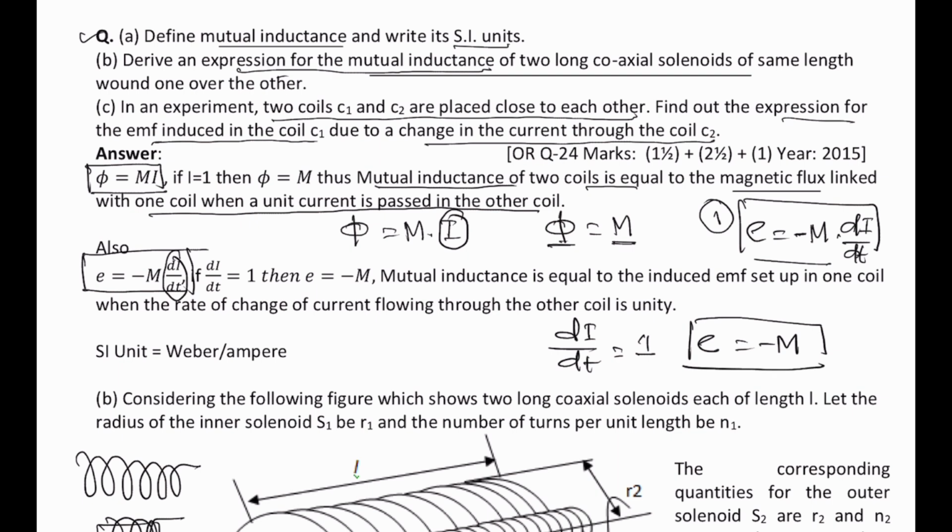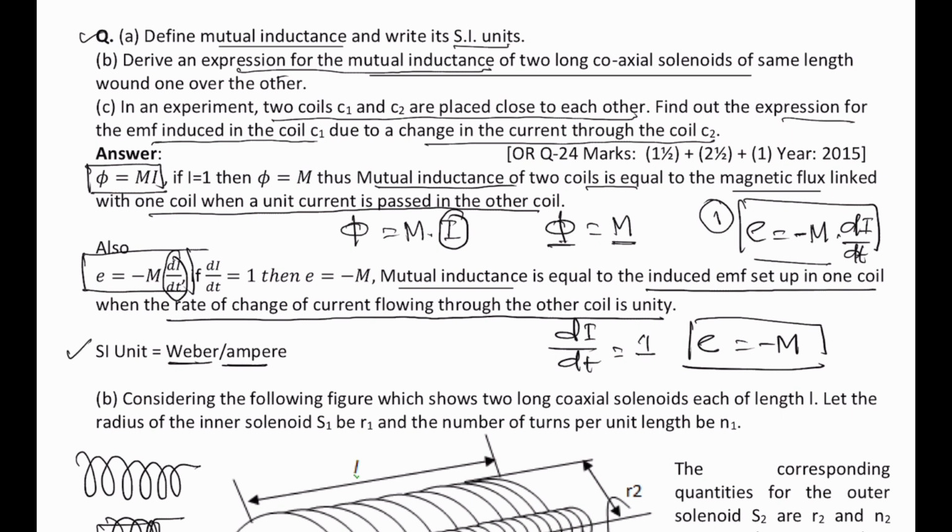So mutual inductance, this is the second definition, is equal to the induced EMF set up in one coil when the rate of change of current, di by dt, flowing through the other coil is unity, correct? So what is the unit? The unit of mutual inductance is Weber per ampere.